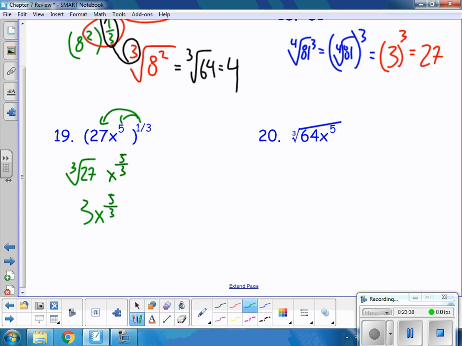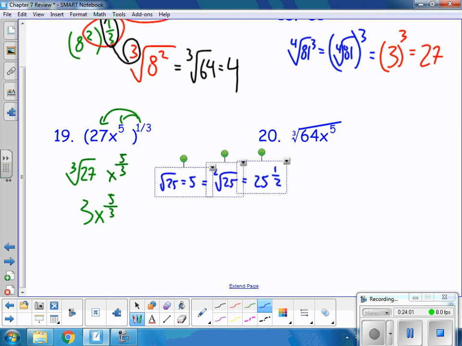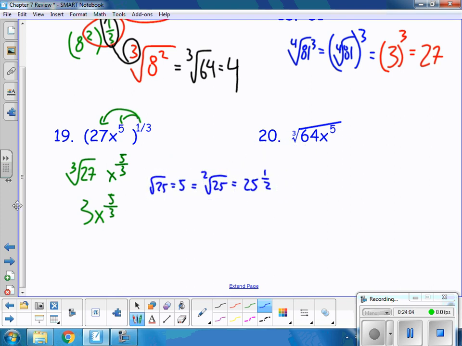Number 20. Before I do number 20, we should keep in mind that the square root of 25 is equal to 5. True. And when I say square root of 25, that does have an index of 2. We just usually don't write it in there. That is equal to 25 to the 1/2 power. So all of these pieces right here are equivalent to each other. It's a good way to look at all these different notations. Something to keep an eye on.